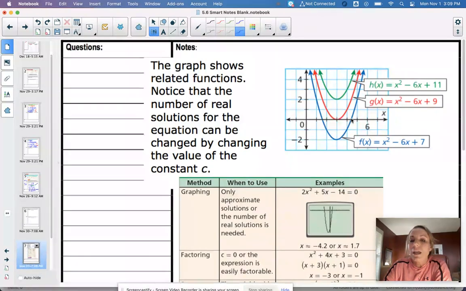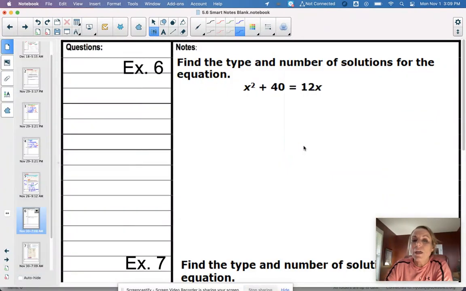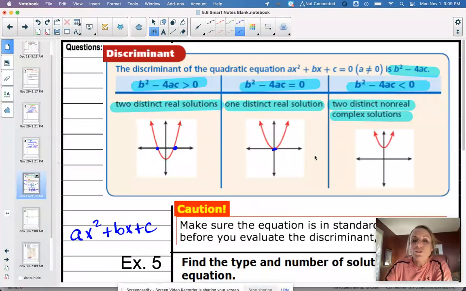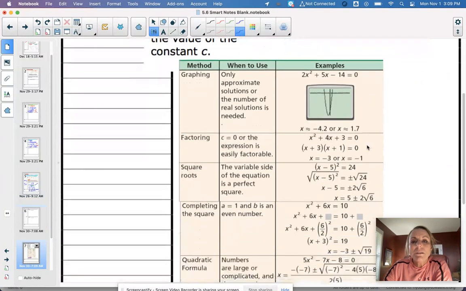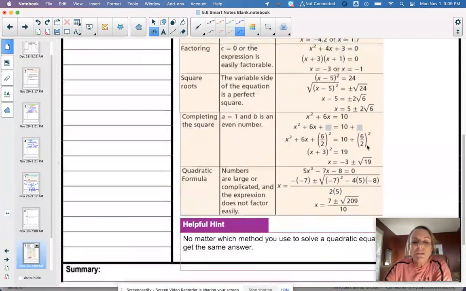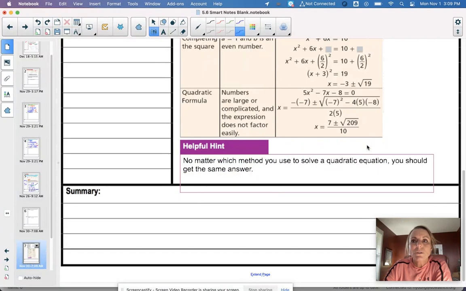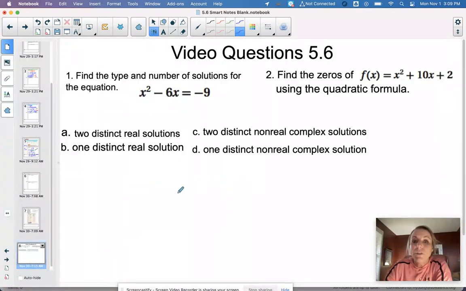You can tell that by looking at the graph, and we can also figure that out when we use the discriminant, which explains it right here. And then it talks about all the different methods that we've talked about to find the zeros. No matter which method you use to solve a quadratic equation, you should get the same answer. And here are the video questions. Please do them in your notes.